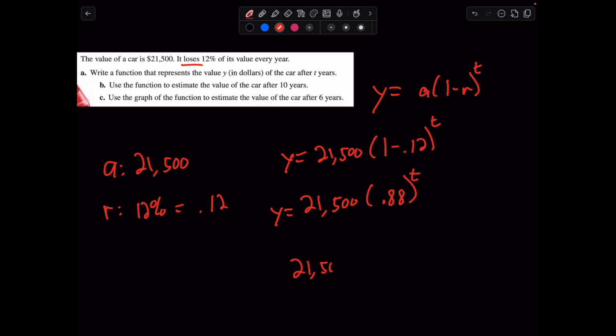Now, to find its value after 10 years, you would plug in 10 for T. So 21,500, parentheses, 0.88 raised to the 10th power. And when all is said and done with that, you're going to get roughly $5987.77. So that's what decay looks like. Started out pretty decent and then went down pretty fast. And that's the basics of growth and decay. So next up, we're going to look at modeling with these things.